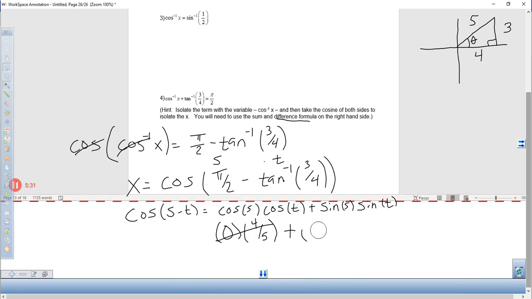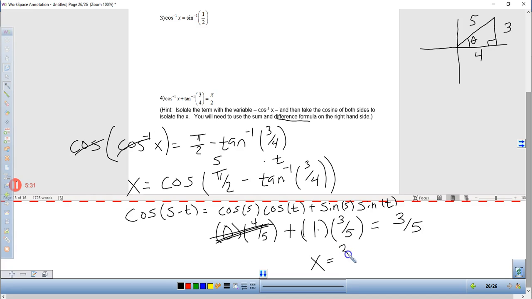Oh, sorry, S, not T. So sine of S, sine of pi over 2, that's 1, because that's 90 degrees. And then sine of T was what I was talking about with the triangle, 3/5. So when simplifying, this is canceled out. 1 times 3/5 is just 3/5. That means that x is equal to 3/5.